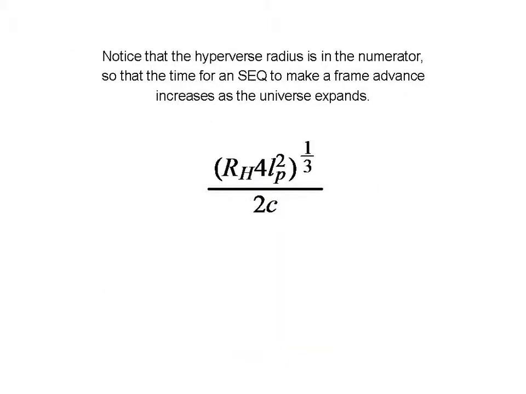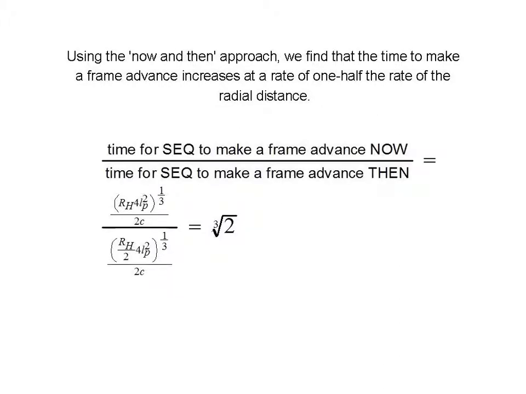Notice that the hyperverse radius, r sub h, is in the numerator, so that the time for an SEQ to make a frame advance increases as the universe expands. Using the now and then approach, we find that the time to make a frame advance increases at a rate of 1/2 the rate of the radial distance. That is, we take the time for the SEQ to make that frame advance now to then, when the universe was half its age, and we get the cube root of 2.